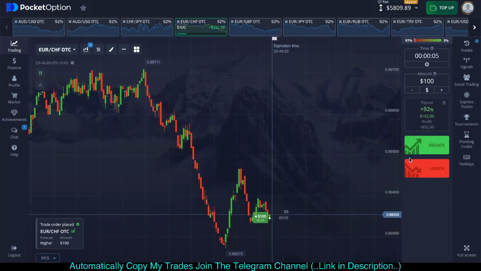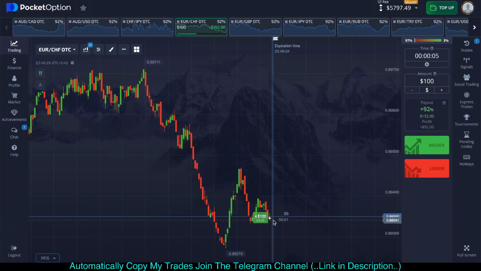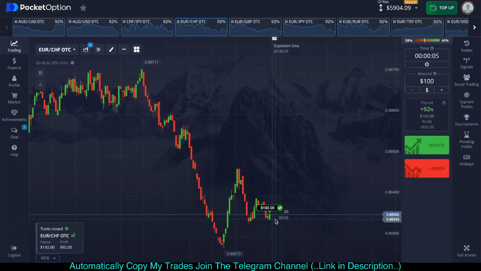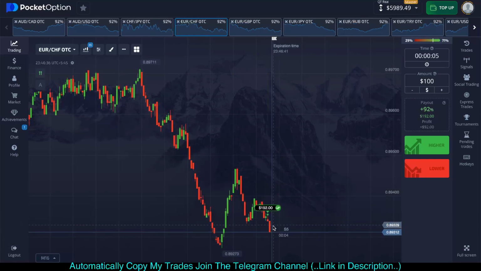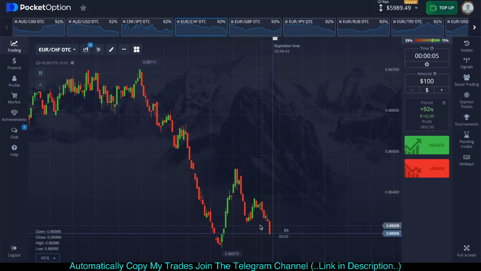Okay, if it comes to here, we can make a trade by clicking on higher, and we made a profit here. So as you can see, this was the support area. Now it is trying to break out. Okay, now don't make a trade immediately by clicking on lower if you see such a breakout.